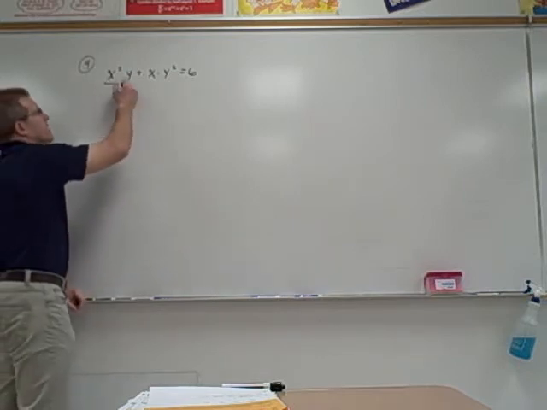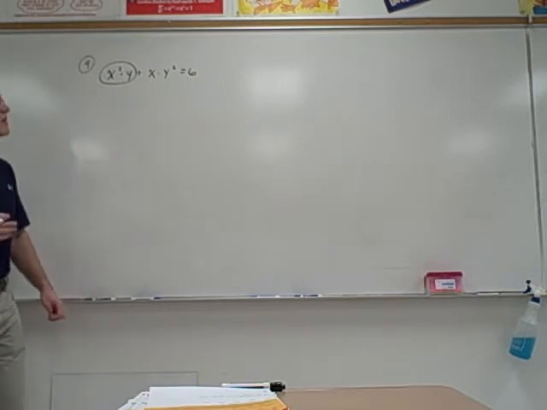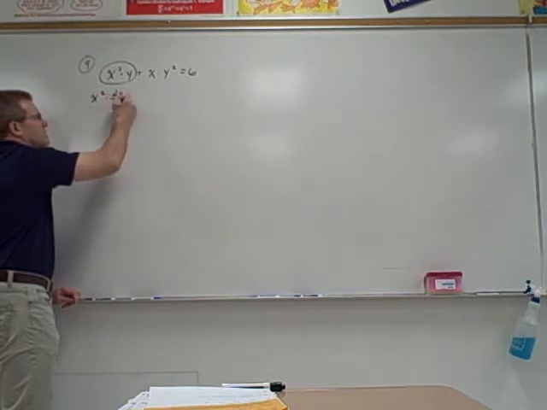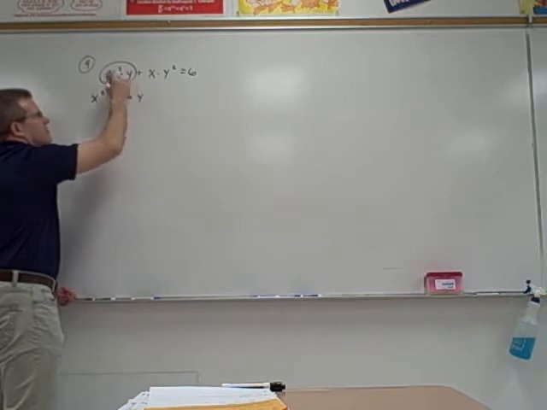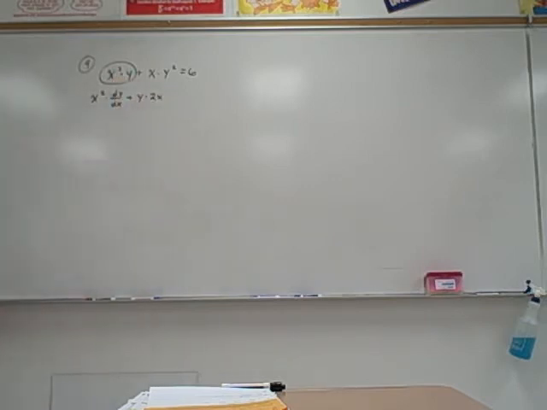So right here I see a multiplication and I see variables to both sides, so you have to use the product rule there. So I'm going to take x squared times the derivative of y, which is dy over dx, plus y times the derivative of x squared, which is 2x. So that's the product rule.